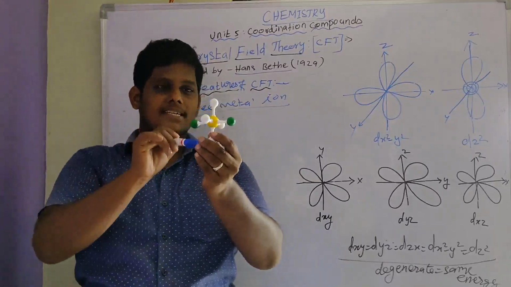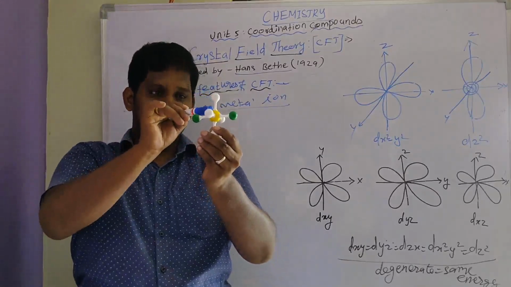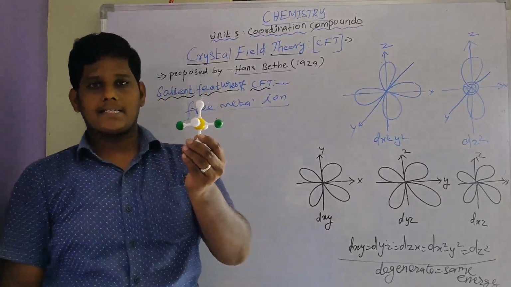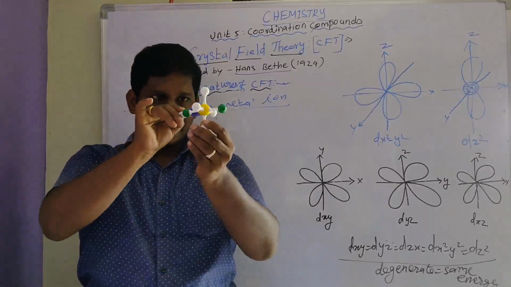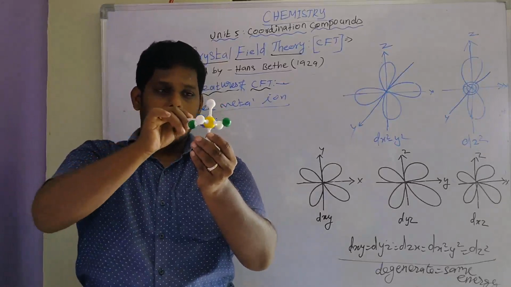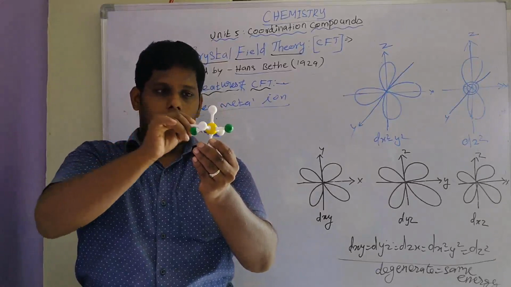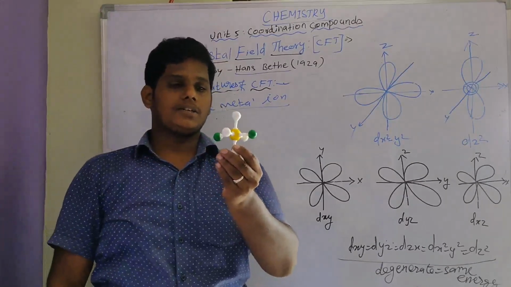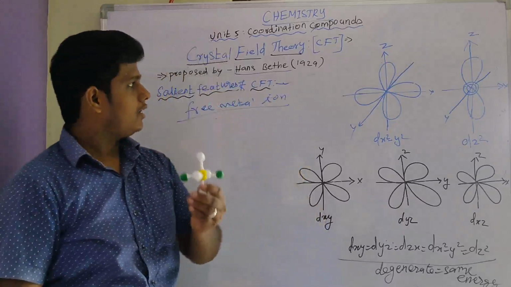The axis along which a ligand approaches the central metal ion is called the bond axis. So this is the z direction, this is the x direction, the planar yellow balls, and this is the y direction. Now it is an octahedral shape.